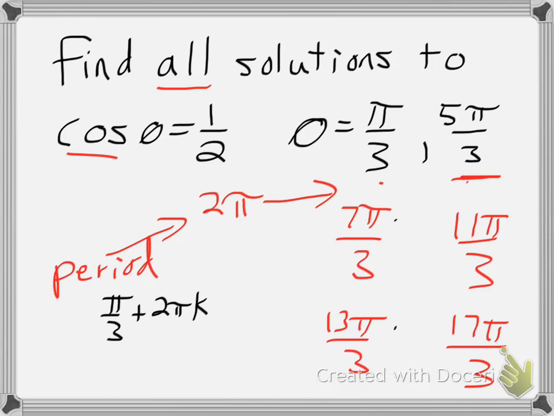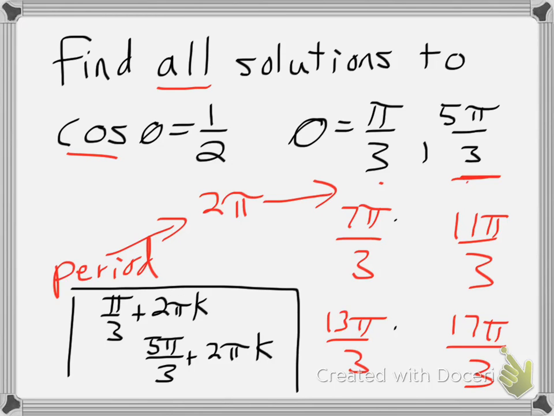And I'll do the same thing to 5 pi over 3, plus 2 pi k. And again, the 2 pi comes from the period of cosine. So if I ask for all possible solutions, these will be my answers. Pi over 3 plus 2 pi k, 5 pi over 3 plus 2 pi k.